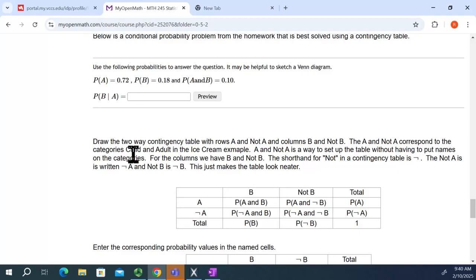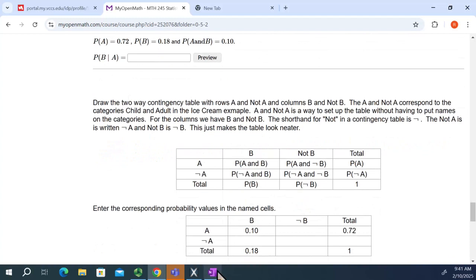All right, the way to do these things, this is 0.72, probability of A, 0.72, and this is the notation, P with the event, probability of A, probability of B, 0.18, probability of A and B is equal to 0.1. This is the way these things work.